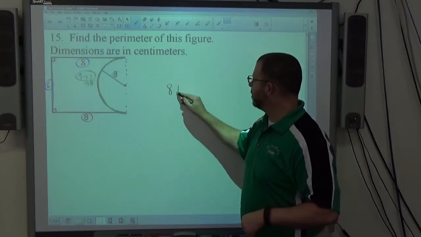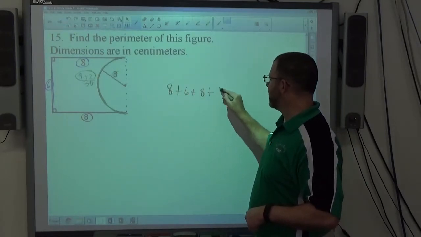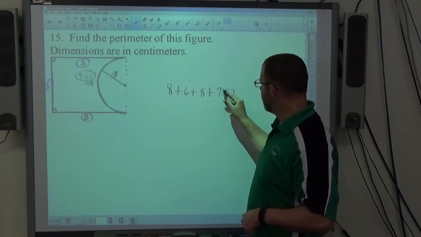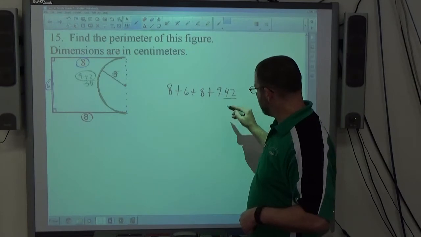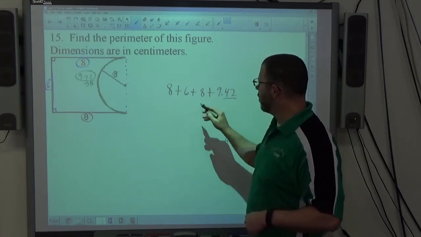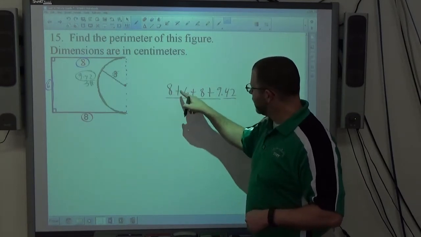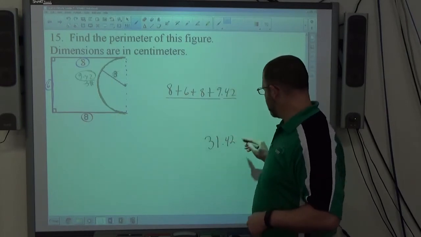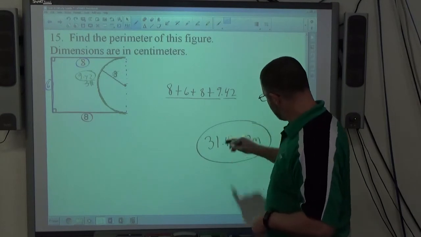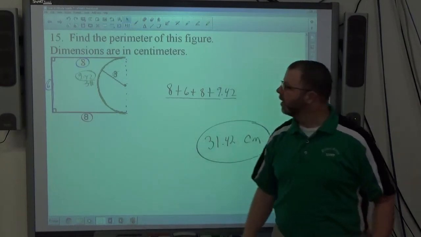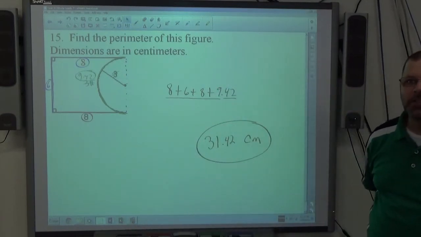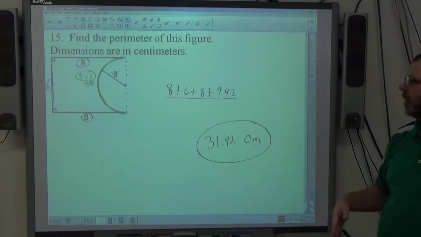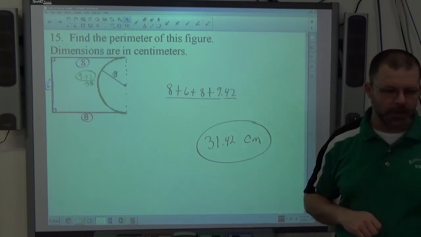So 8 plus 6 plus 8 plus 9.42, and then it's just a matter of adding them up. The decimal is just going to be 0.42, and then we just have to add the whole number parts. 8 and 6 is 14, and 8 is 22, and 9 is 31. Dimension is centimeters. 31.42 centimeters is the perimeter of that. So find the length of each of the 4 sides, one of those sides of course being a half circle, pi times the radius, and then add the 4 sides up and you get the perimeter.